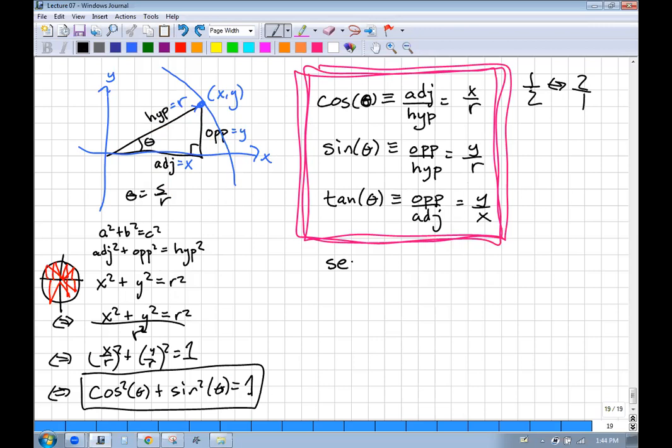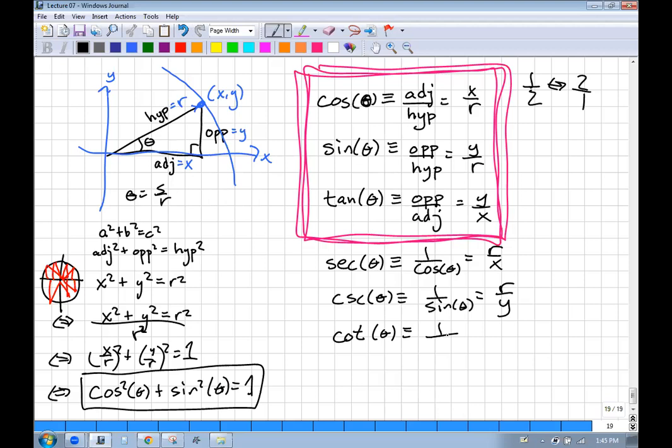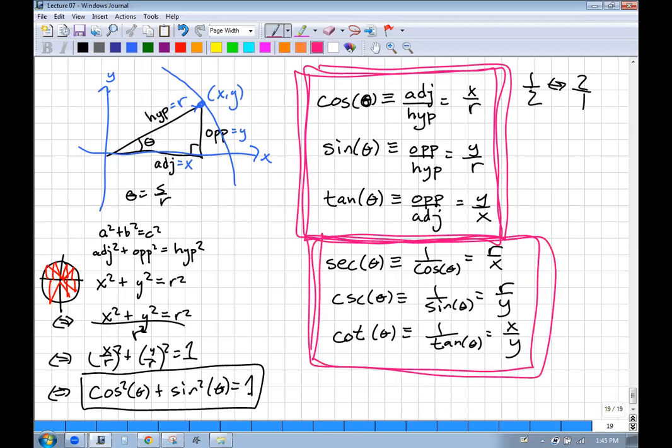We have secant, which is just 1 over cosine, so it's r over x instead of x over r. We have cosecant, which is just the reciprocal of sine, so it's r over y. And then we have the reciprocal of tangent, which we call cotangent, which is just 1 over tangent, so it'd be x over y. So these are definitions as well. There are six trig functions, but really just three and then the reciprocals, okay?